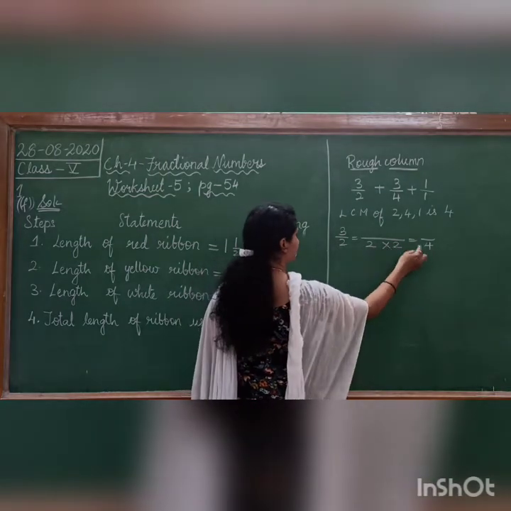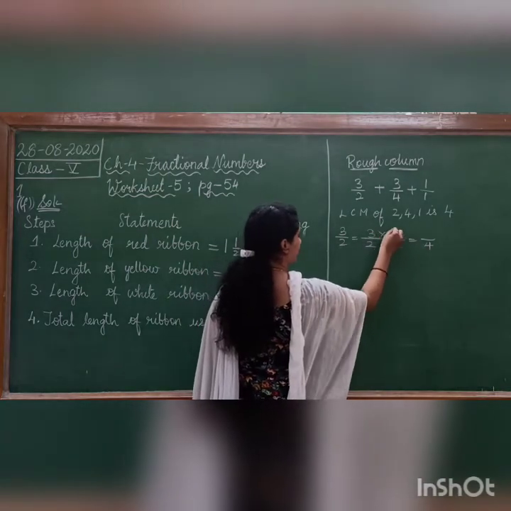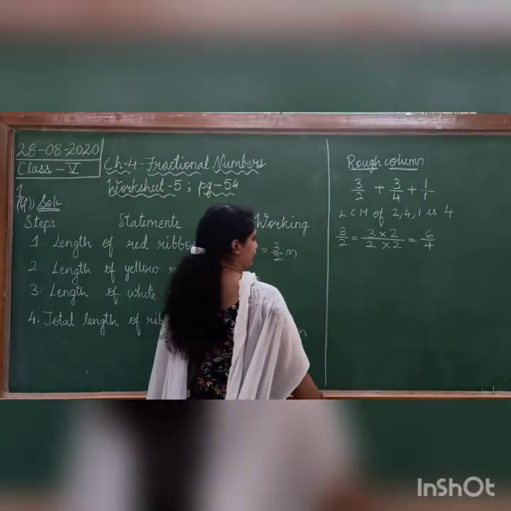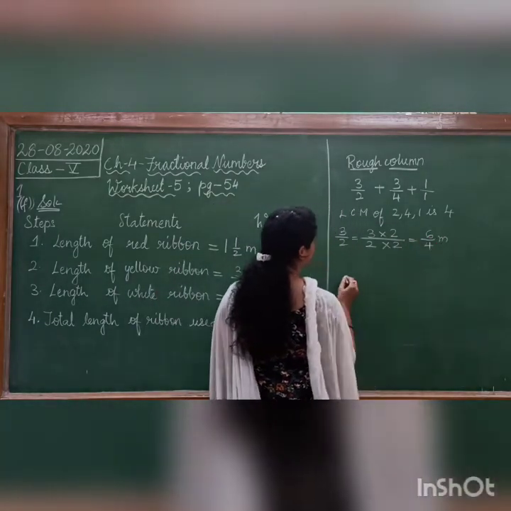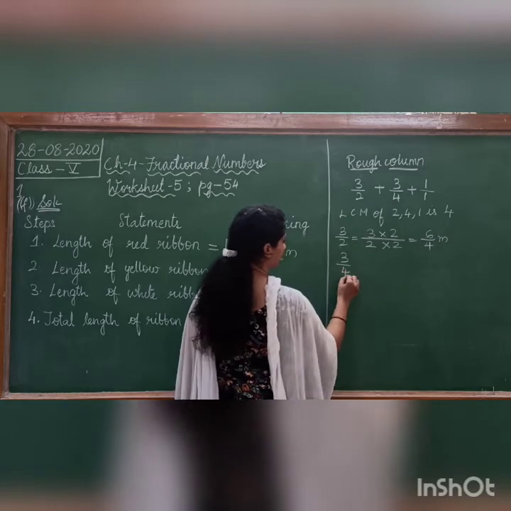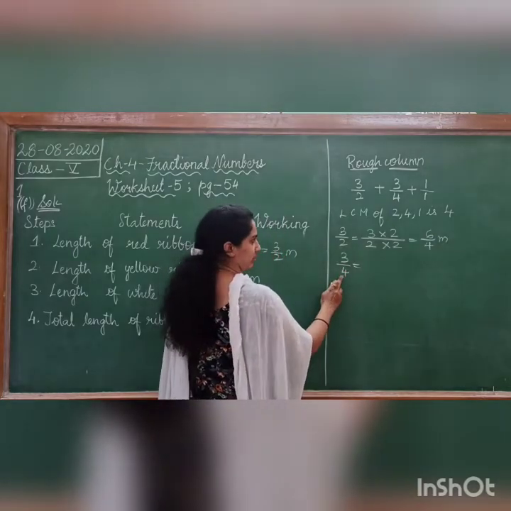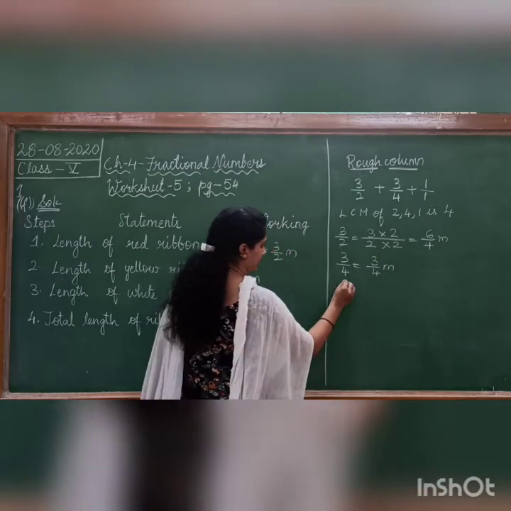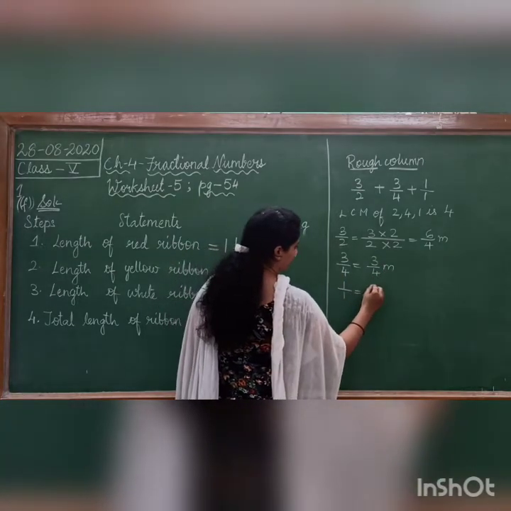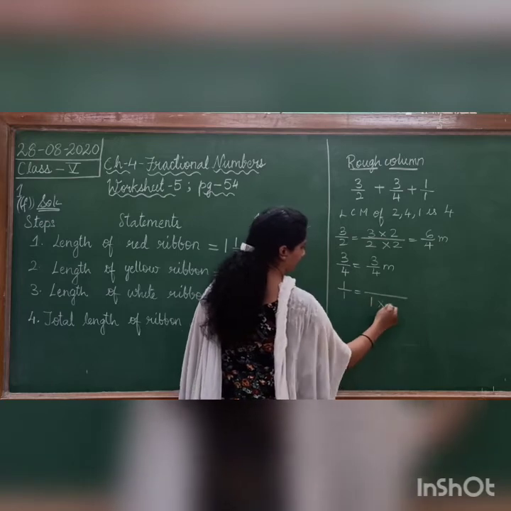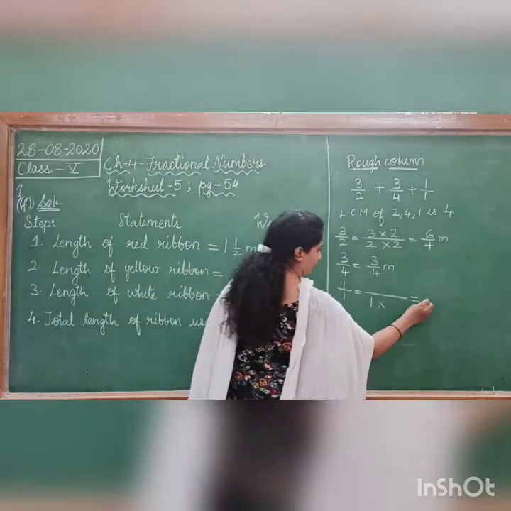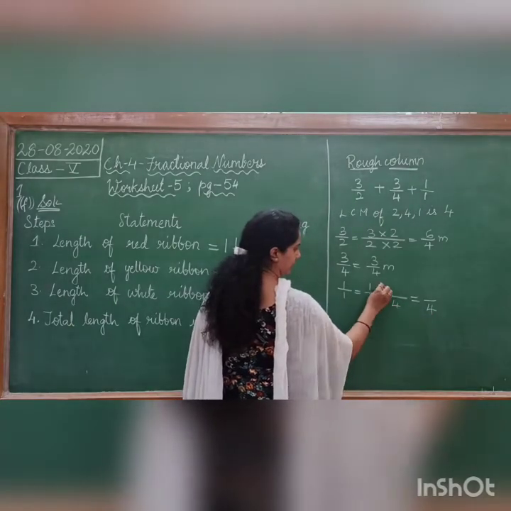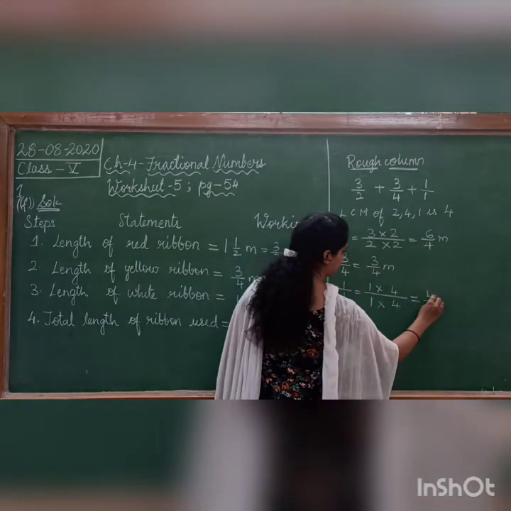2 into 2 is 4. In the same manner, you will multiply the numerator also. That means 6 by 4 meters. Next is 3 by 4. It already has denominator as 4. So you need not convert. And the last one is 1 by 1. If you have to multiply 1 with something to make it 4, what is it? 1 into 4 is equal to 4. And the numerator also is the same number.